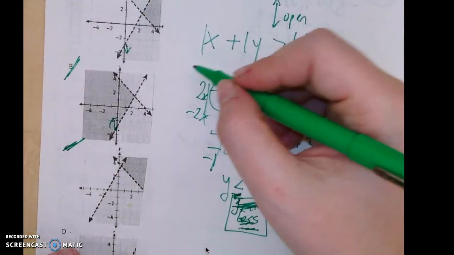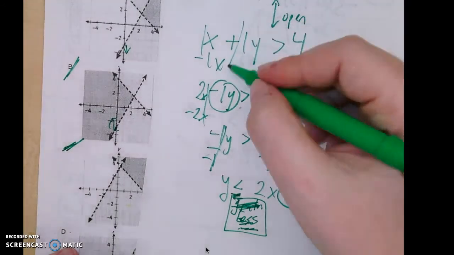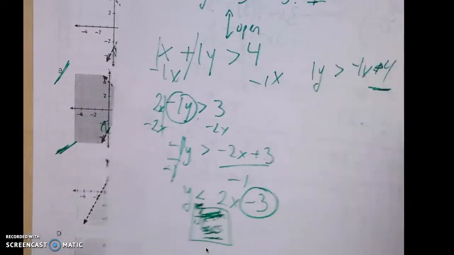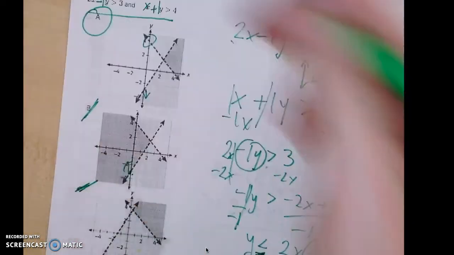So the second one, I subtract 1x, I subtract 1x, and I get y is greater than negative 1x plus 4. So I'm looking for a y-intercept of 4. This one has a y-intercept of 4. D does not. The answer is A.